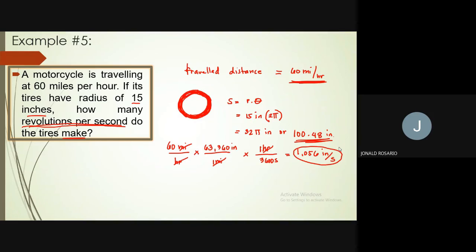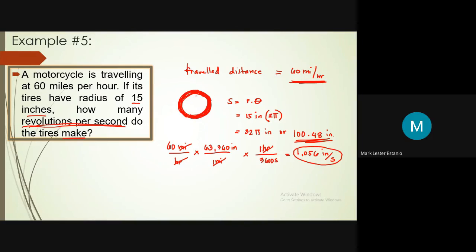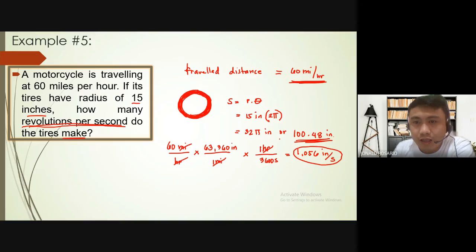Tama ba yung nakuha kong conversion? Yes po, sir. Tama. Okay, very good. Good morning, Mark Lester. Good morning, sir. Okay, so Lester, mamaya kung hindi mo na nasundan yung mga numbers, example numbers 1 to 4, di bali, recorded naman ito, no? Balikan mo na lang. Panonoorin ko, sir. Sige. Anong next na gagawin natin?